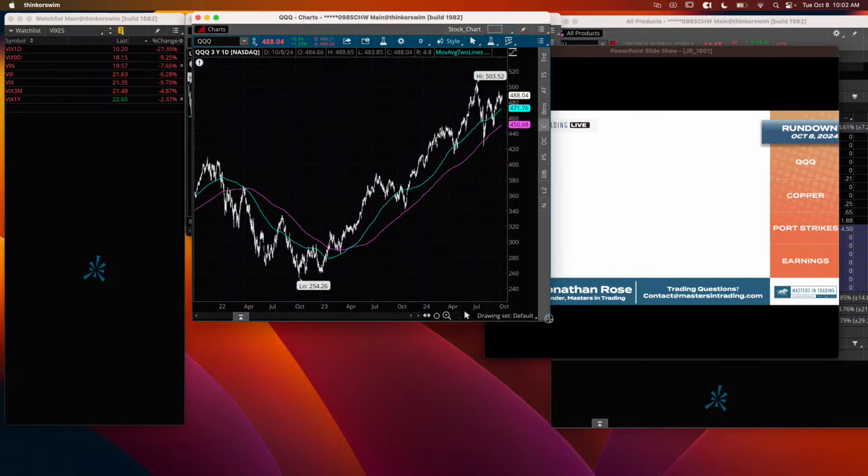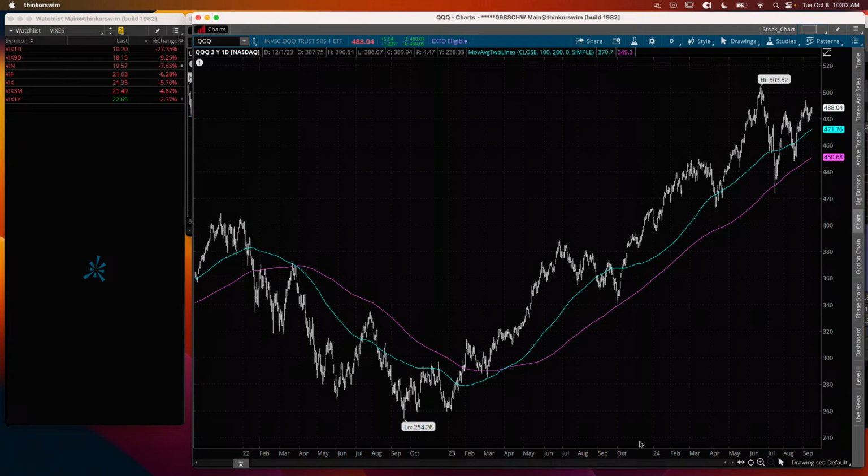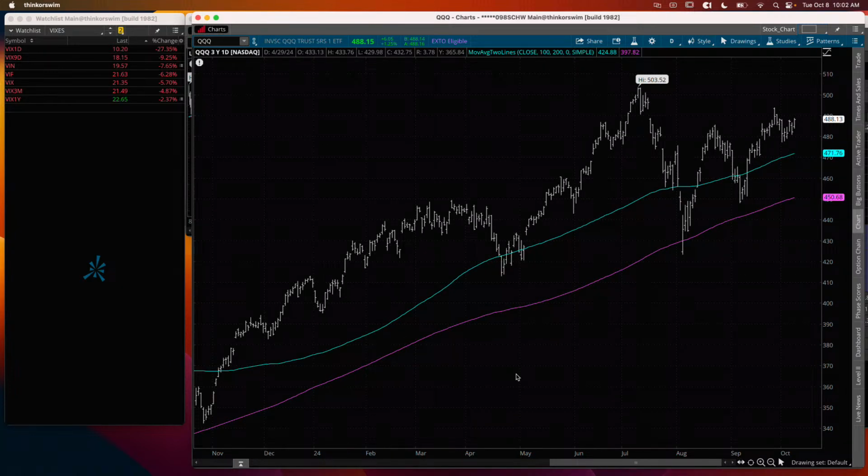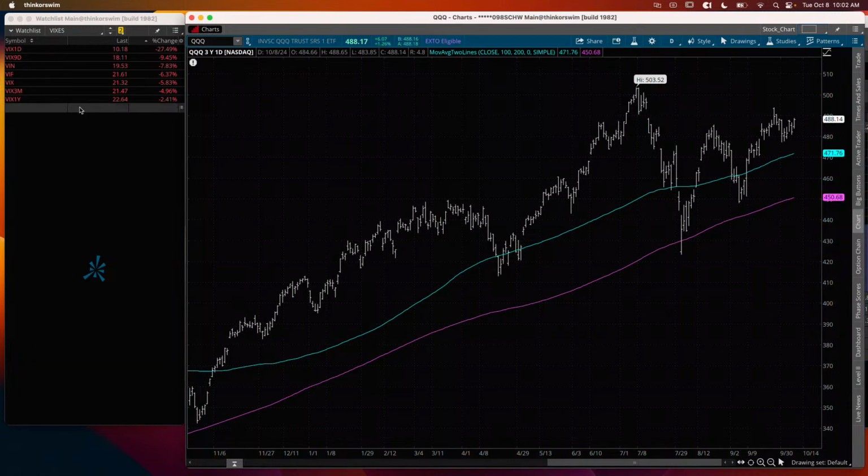We are going to start you with the Qs right here. I'm going to make it a little bit bigger for you. Now, Qs are strong. The data is strong. But what's concerning is all of the volatility measures. Why are the volatility measures bid? And when I say bid, they're strong. Bid, bid, bid. They're strong.